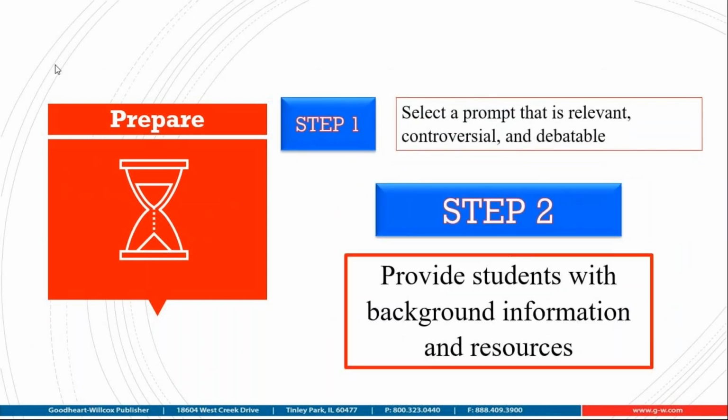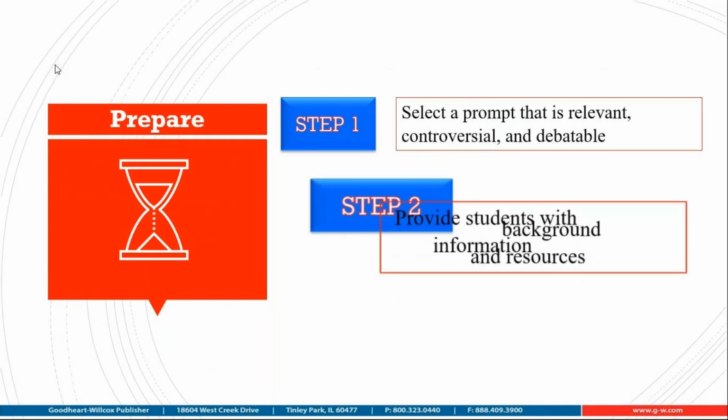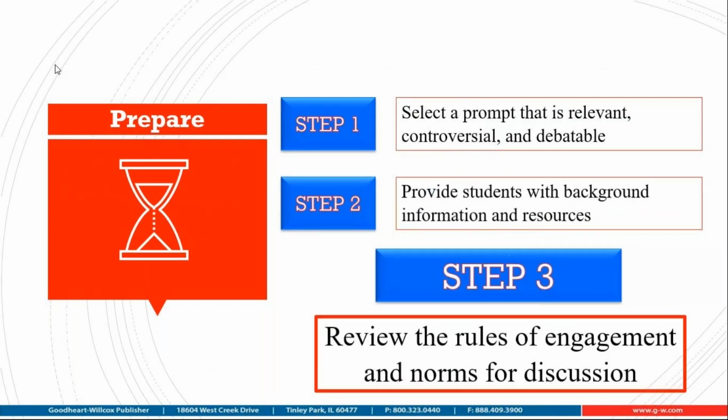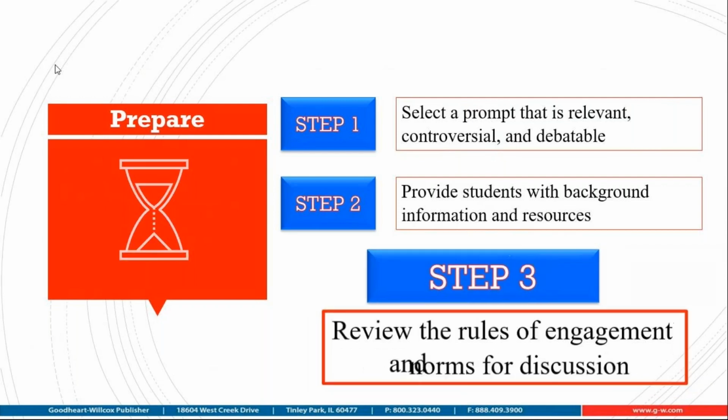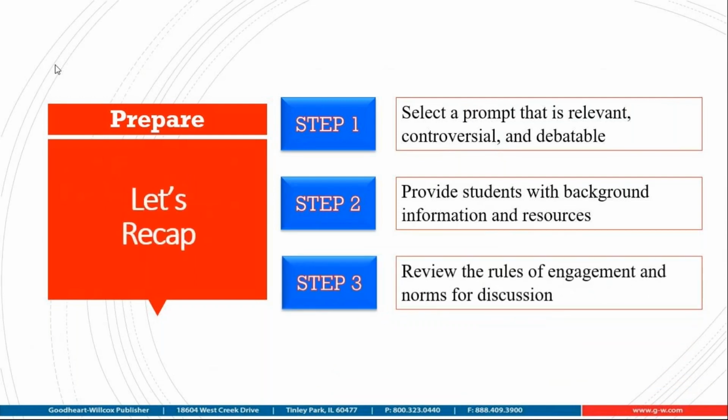Step 2, provide students with background information and resources. Here are some options for step 2. Facilitate a lesson on the topic, or allow students time to research on their own. Step 3, review the rules of engagement and norms for discussion. Prep your students on the next steps in the process of philosophical chairs. Here is a quick recap.